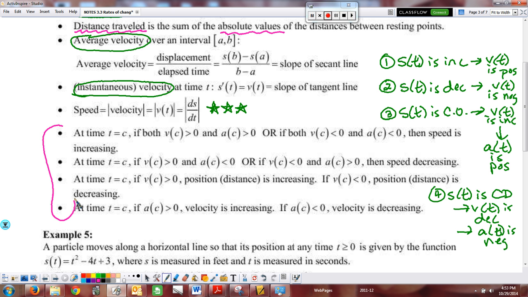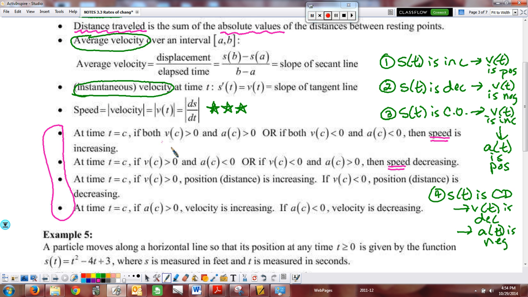These are talking about what the speed is doing, based on the information that I have over here. The idea is that you really can't determine what the speed is doing unless you know something about velocity and acceleration. Think of it this way: speed doesn't really have direction. Let's think about this first case.